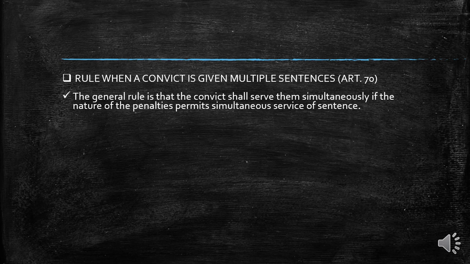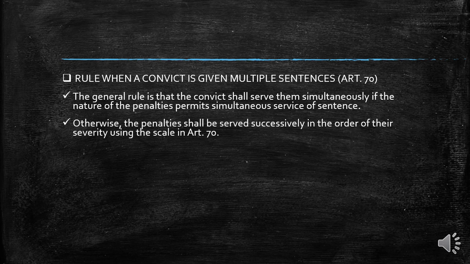The general rule is that a convict shall serve them simultaneously if the nature of the penalties permits simultaneous service of sentence. Otherwise, the penalties shall be served successively in the order of their severity using the scale in Article 70. At this juncture, I would like you to turn your pages to Article 70 and there you will find a scale. And that is the scale that the courts are to use whenever a convict is given multiple sentences.